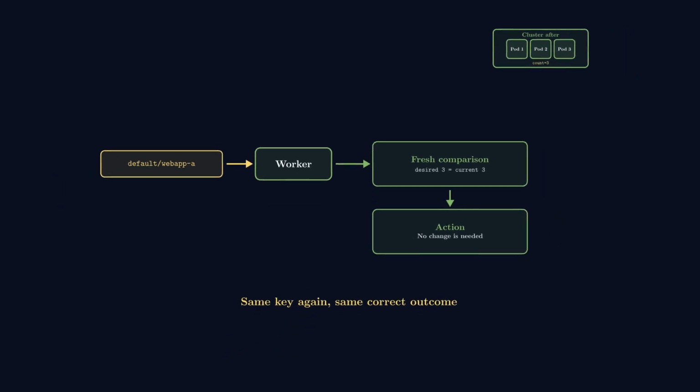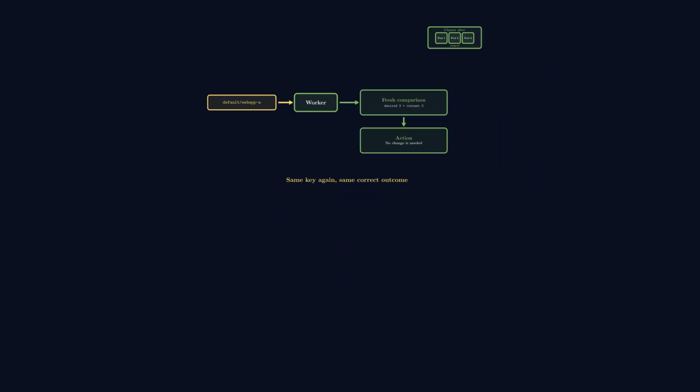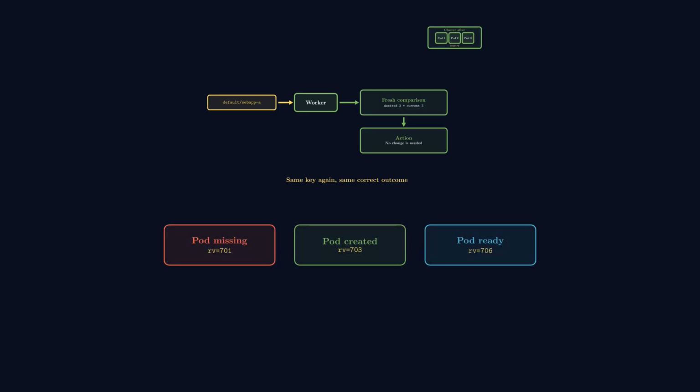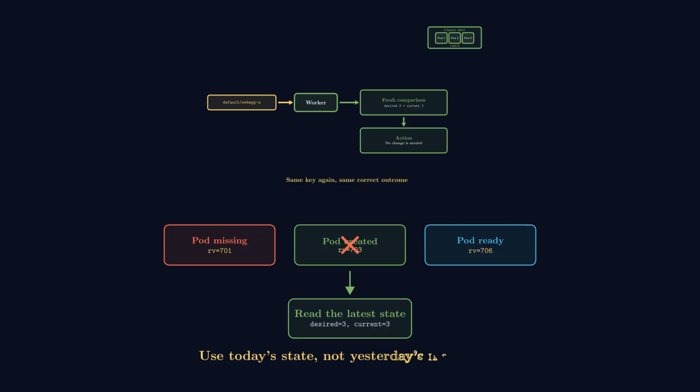Notice what the worker did not do. It did not replay the old message that said 1 pod was missing. That message may already be out of date. Instead, the worker used the key to read the latest state. This is why Kubernetes reconciliation is based on the current level of the system, not on blindly repeating every past event.